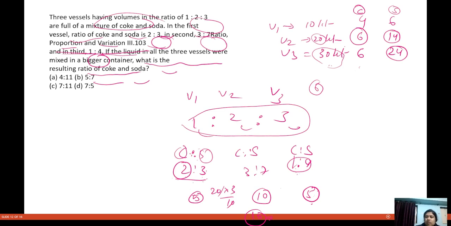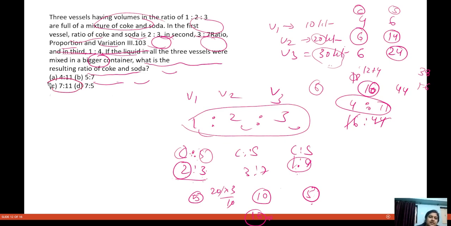Now we are mixing all these things. Now it is asking about the resulting ratio of Coke and soda. So obviously this is coming to be 12 plus 4 is 16, and this is 38 plus 6, that is 44. So you have 16 and 44, so 4 is to 11. So we are getting this here.